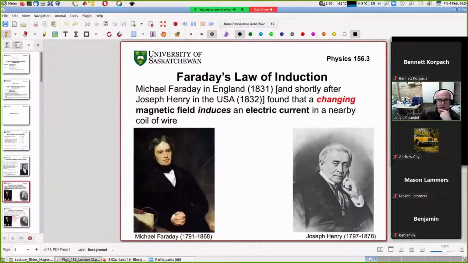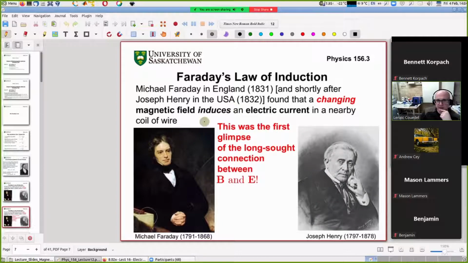That was the work of 2 physicists. First Michael Faraday in England, and shortly after Joseph Henry in the USA, found that a changing magnetic field induces an electric current in a nearby coil of wire. Therefore, this was the first glimpse of the long thought connection between magnetic field and electric field.